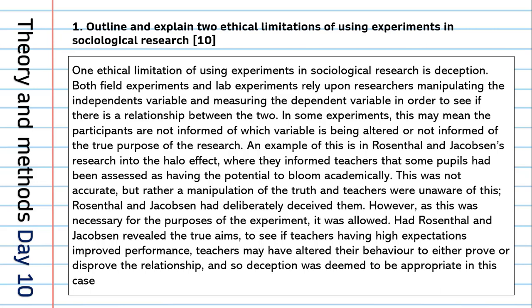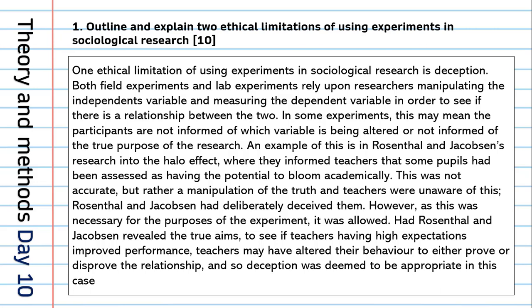Okay, so here's my answer to the first question, which was: outline and explain two ethical limitations of using experiments in sociological research. One ethical limitation of using experiments in sociological research is deception. So there you go, I've identified an ethical limitation. Now I have to explain why it is an ethical limitation. I need to explain what deception is and how experiments end up deceiving people from time to time.